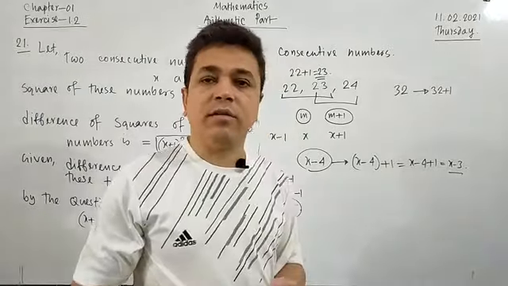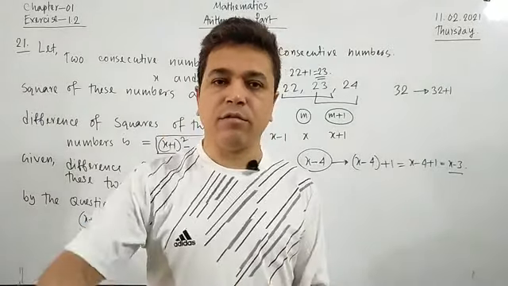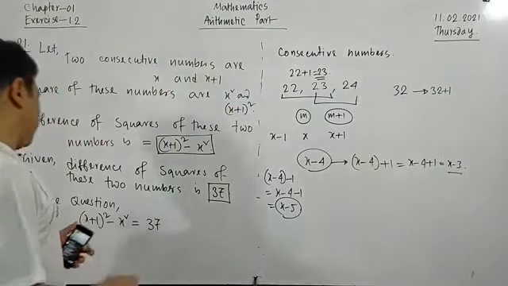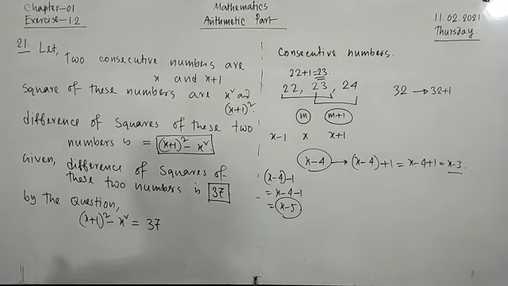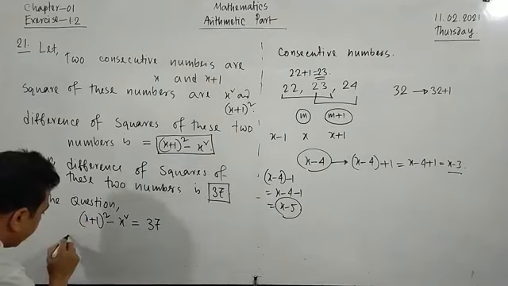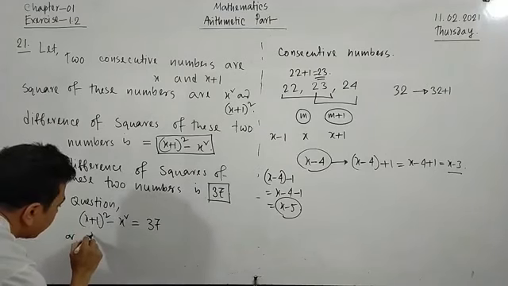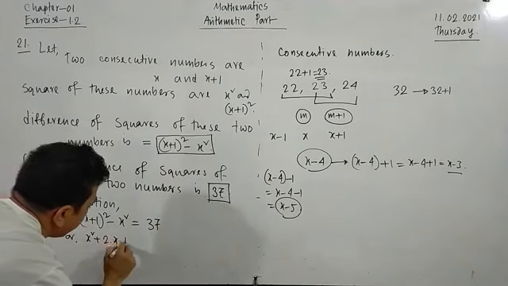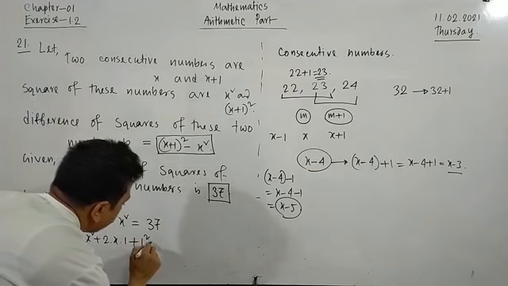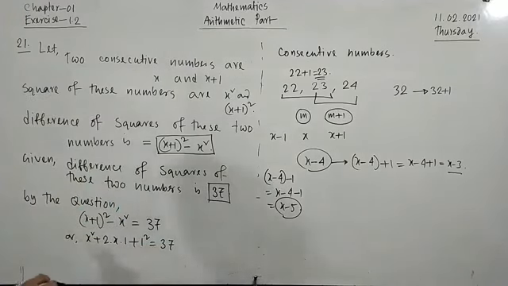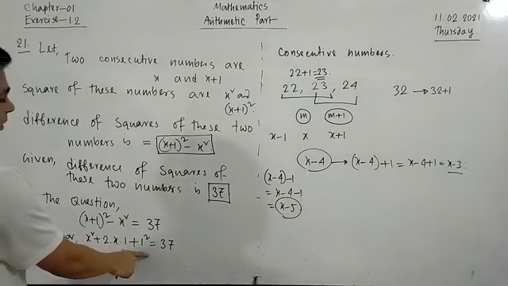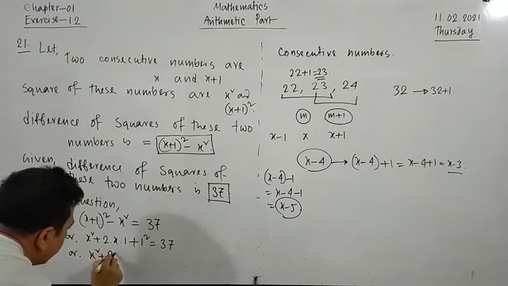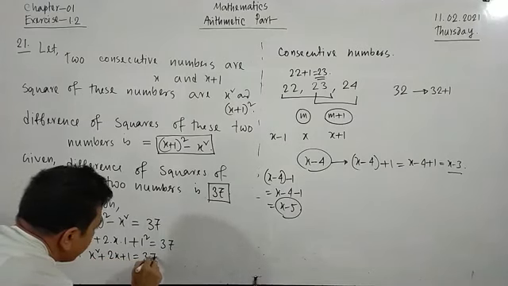So x plus 1 whole square: you know the formula of a plus b whole square, it is already discussed in your class. So we can apply the a plus b whole square formula. Instead of a we write x, instead of b we write 1. So x square plus 2 into x into 1 plus 1 square equals 37. So we can write x square plus 2x plus 1 equals 37.